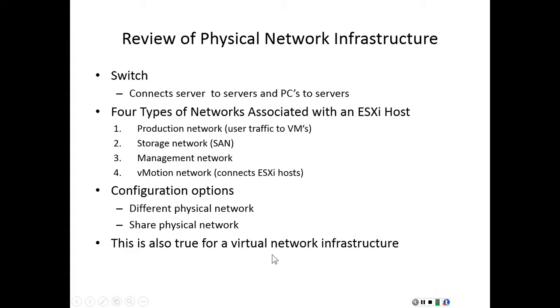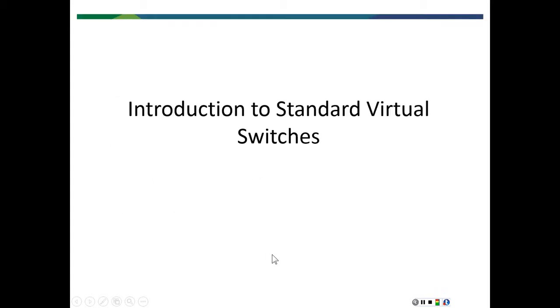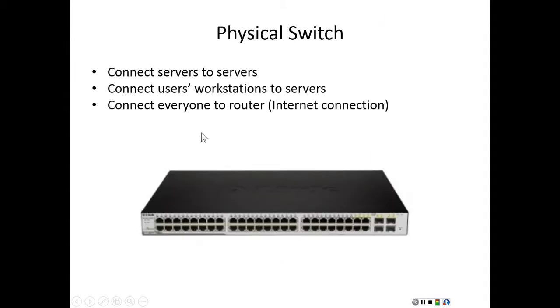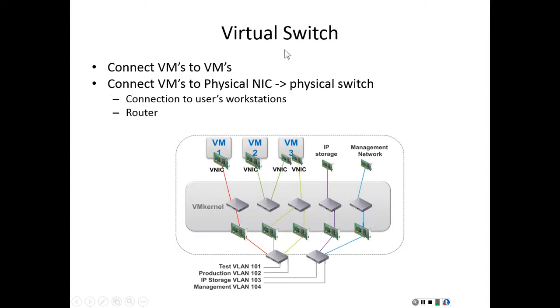So now that we've done that little bit of background, now let's turn to our introduction to standard virtual switches. Just as a physical switch connects servers to servers and workstations to servers and everybody to the router, a virtual switch connects virtual machines to virtual machines and connects virtual machines to the physical network interface card, which connects to the physical switch, which connects to the user's workstations, and which connects to the router.